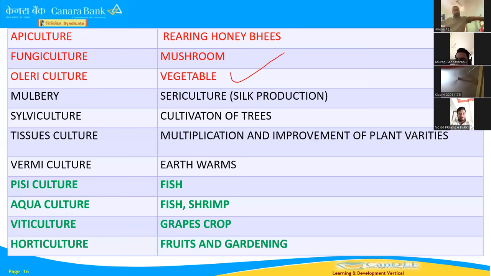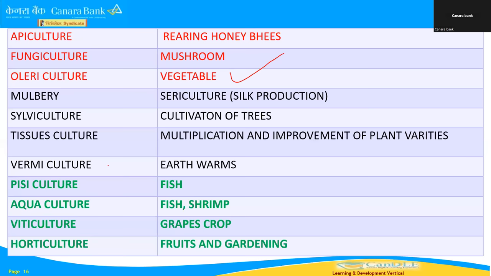These cultures you have to learn, vermiculture also, earthworms. Okay? If you are a science graduate, maybe you know. If you are a commerce graduate, you should learn by heart. No choice. Okay? If you are unable to learn everything by heart, at least try to learn the red and green. Red is very, very important.